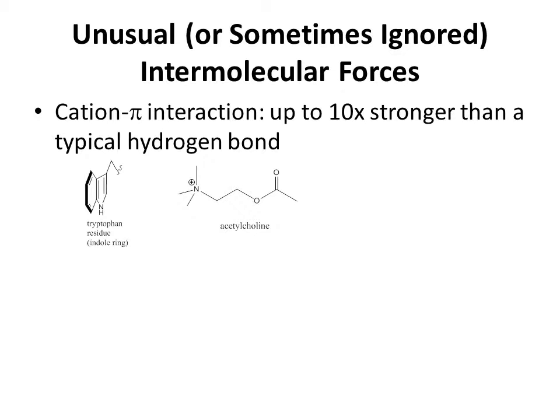The neurotransmitter acetylcholine, which is responsible for nerve conduction in the brain and in muscles, is able to bind to its receptor through a cation pi interaction, which you can see between the tryptophan residue, part of the receptor's protein structure, and the positively charged nitrogen in acetylcholine.